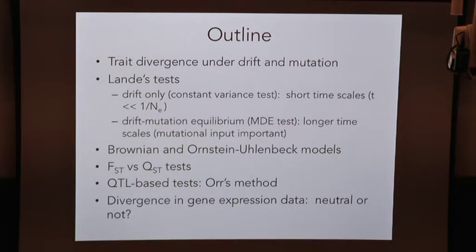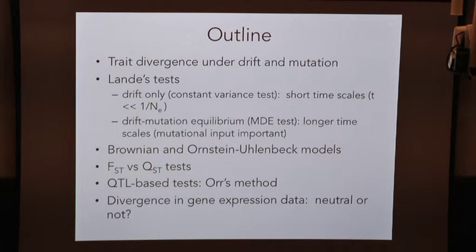Here is the overview. I want to talk about trait divergence under mutation and drift, and two tests that Russ Lande proposed. He has a drift-only test, often called the constant variance test. Constant variance means the additive variance isn't changing from mutation. This is good over short time scales, for example t roughly less than 1 over the effective population size. Over long time scales, where mutational input is important, he has his mutation-drift equilibrium, or MDE, test. Then we'll talk about Brownian models for drift, and Ornstein-Uhlenbeck models for drift under constraint.